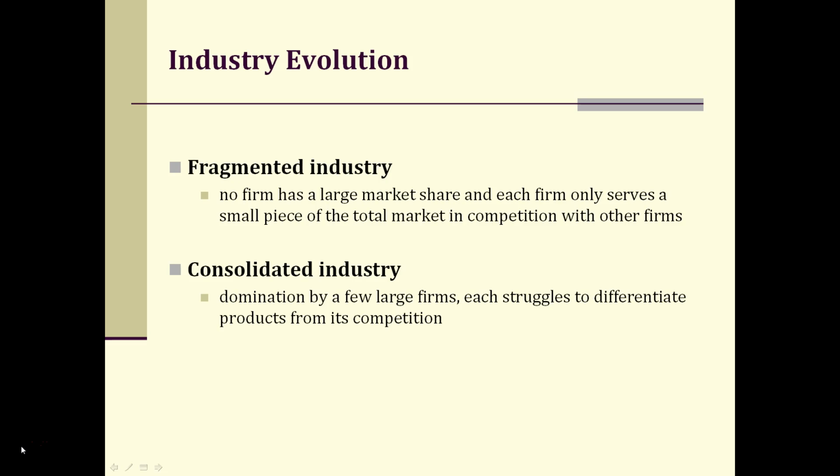So, a fragmented industry is one where no firm has large market share, and each firm serves only a small piece of the total market in competition with others, for example, cleaning services. A consolidated industry is one dominated by a few large firms, each of which struggles to differentiate its products from those of the competitors.